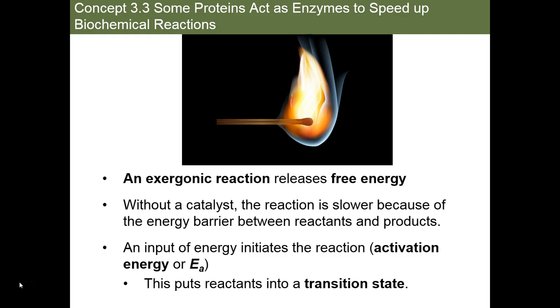Next, we're going to talk about chemical reactions. An exergonic reaction is a reaction that releases free energy. Without the catalyst, the reaction is slower because of the energy barrier between reactants and products. An input of energy initiates the reaction, which is called the activation energy, sometimes abbreviated as EA. This input of energy puts the reaction into what is known as a transition state.